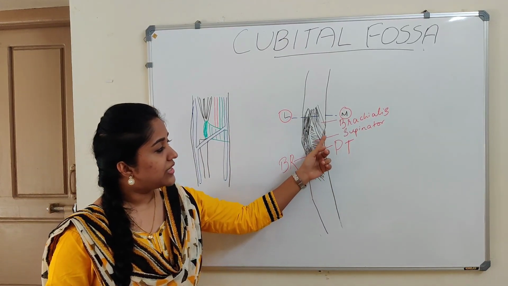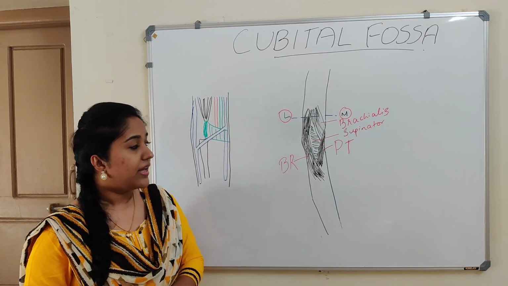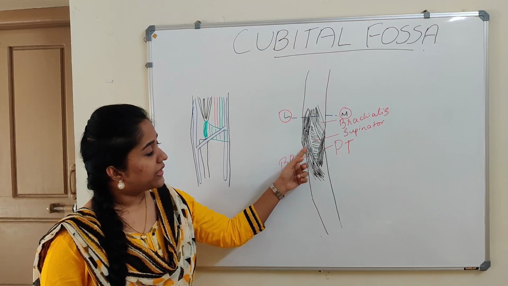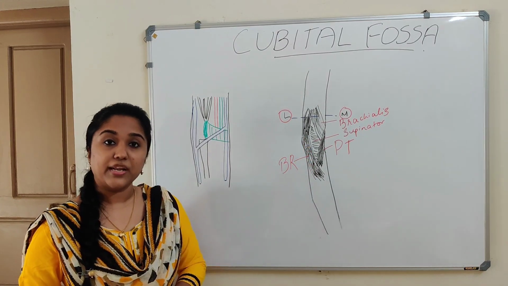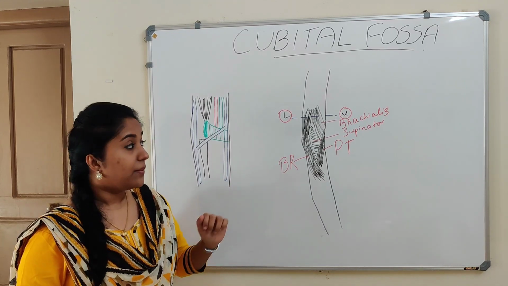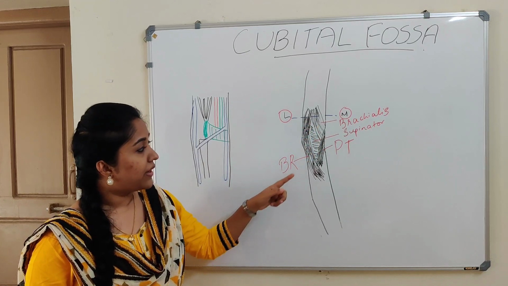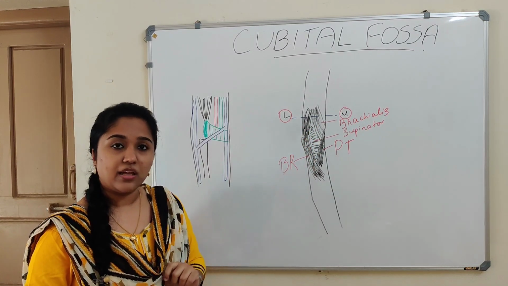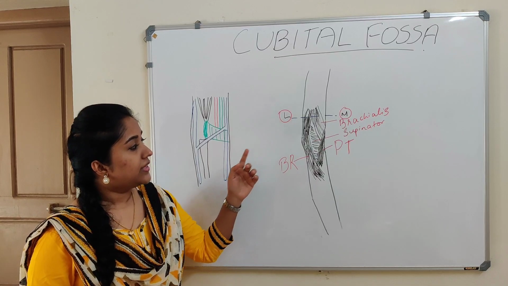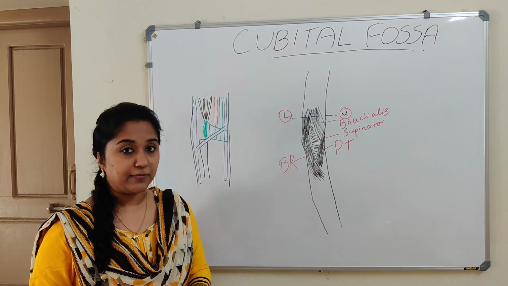The medial margin is formed by the lateral margin of pronator teres muscle, and the lateral boundary is formed by the medial margin of brachioradialis muscle. The floor is formed by brachialis muscle of arm in the upper part and supinator muscle in the lower part. Then the roof is formed by skin, superficial fascia, deep fascia.